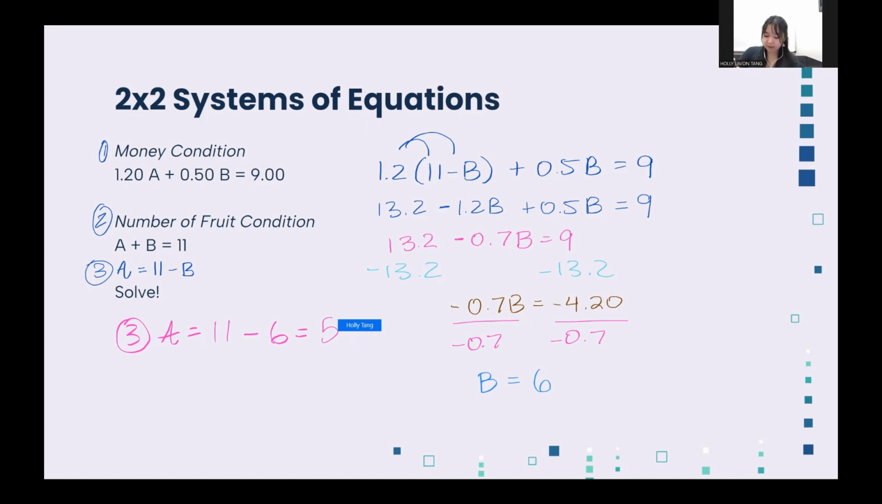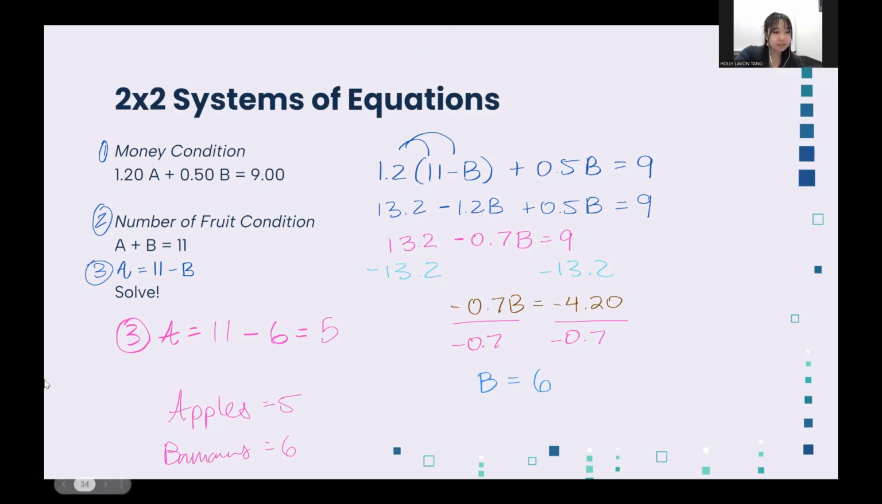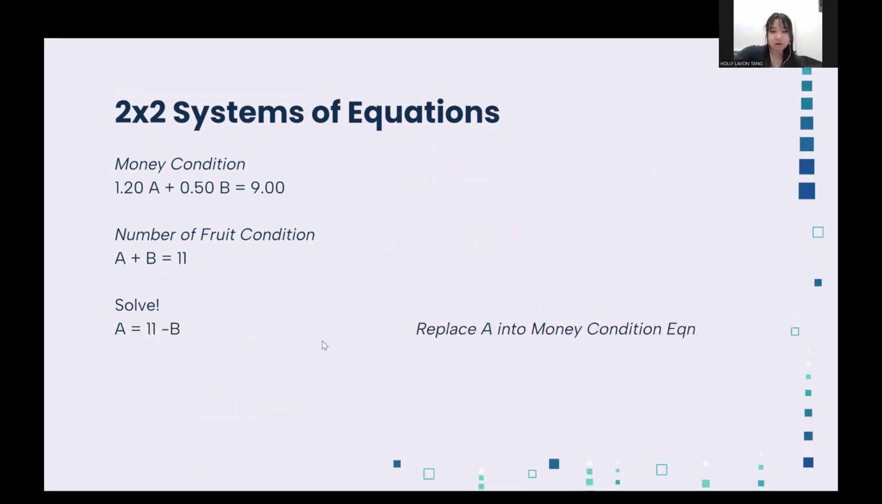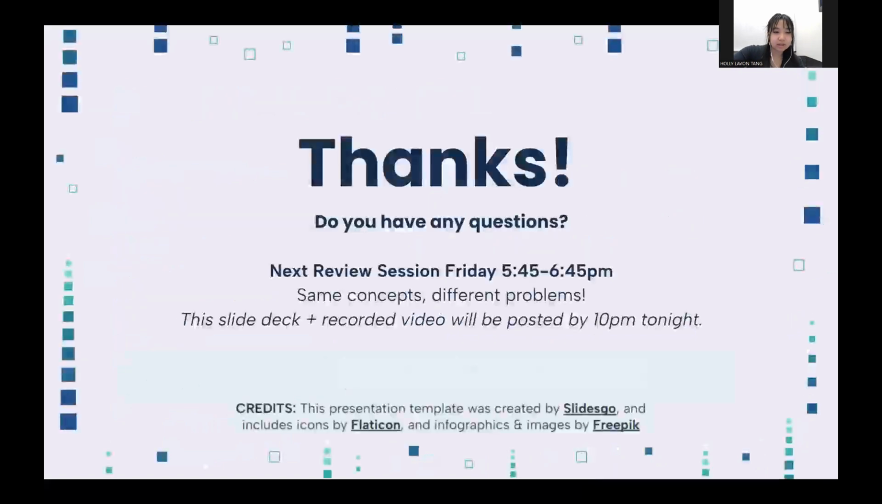All right, so we have 5 apples. And we have 6 bananas. Any questions? Nope. All right. So the slides just walk you through all of it. So in case there are questions, you can go ahead and look at this. And yeah, that's pretty much all I have prepped for you guys.